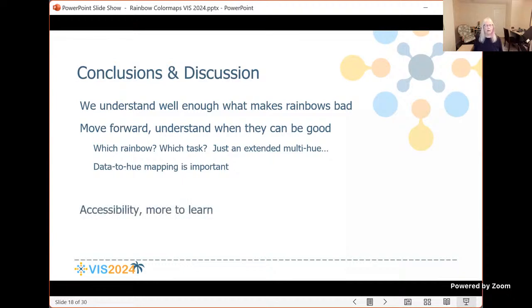And finally, about accessibility, I think we have a lot more to learn. And I don't mean this just for rainbow color maps, but for viz in general. It's a complicated area. A lot of what I see in terms of recommendations for accessibility for CVD are fairly simplistic. I think we need to do better. And that ends my story. And back to you, Bruce.